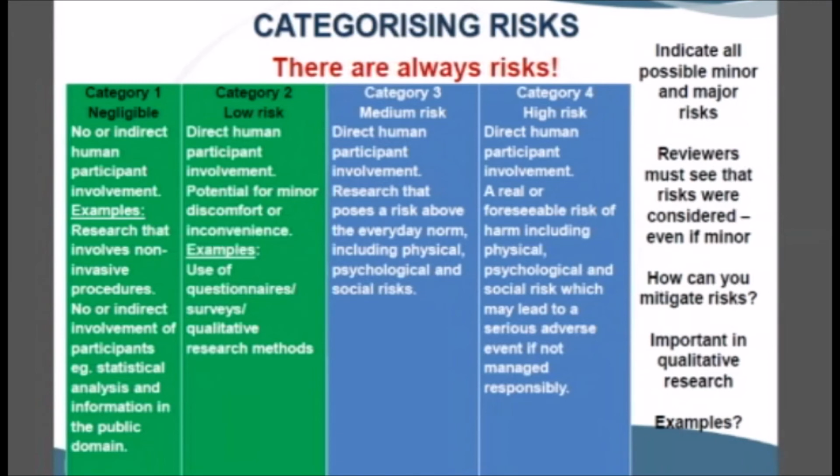Now, possible minor and major risks, include that all in depth in your application. Don't just omit them. Include that. Also, the reviewers must be able to see that you have considered all the risks. There can be minor risks, but please reflect that in your application. Also, you must discuss and indicate how you are going to mitigate that risk if it does occur.